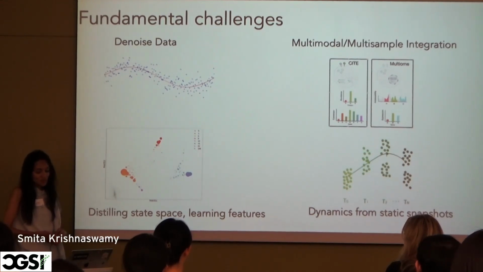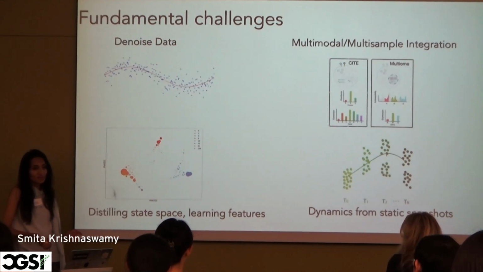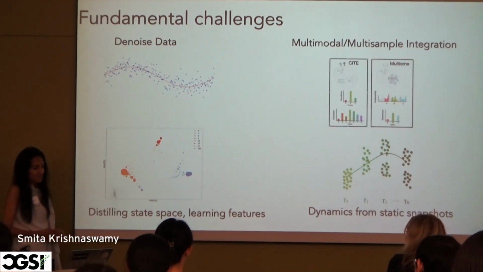One of the approaches that we use, and I won't go into how to learn dynamics, but we actually use graph-based approaches, is to figure out a density estimate of cells on a graph, and then figure out how they're transported over time and interpolate that transportation.